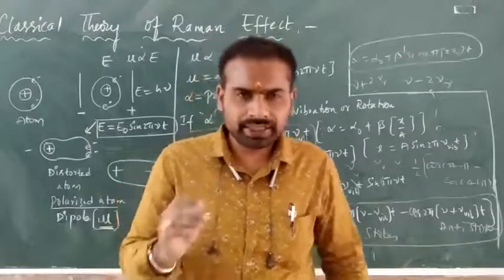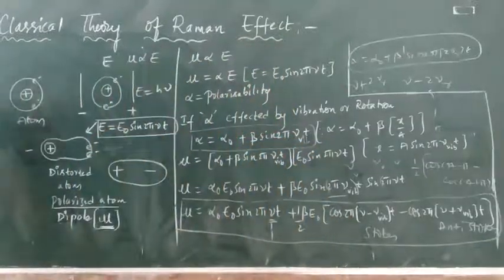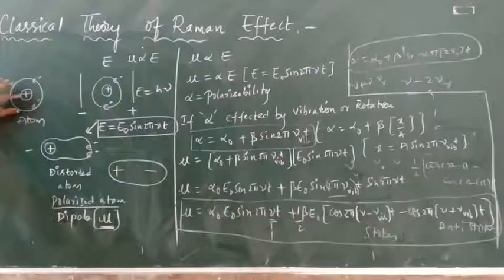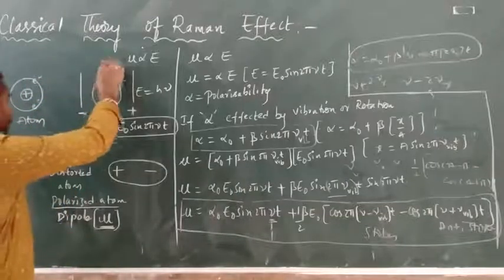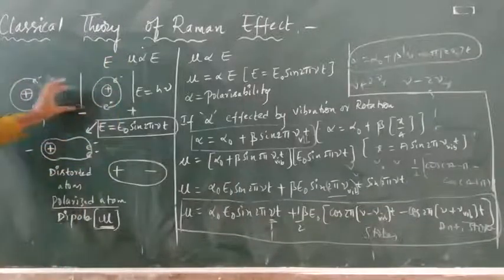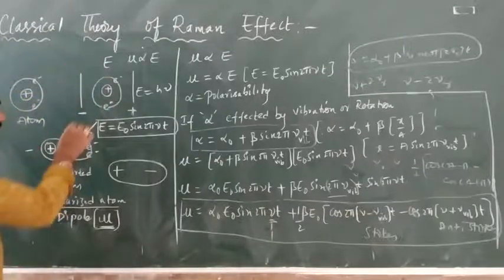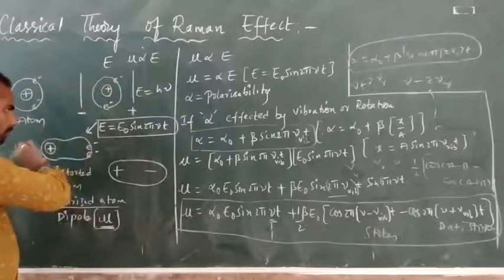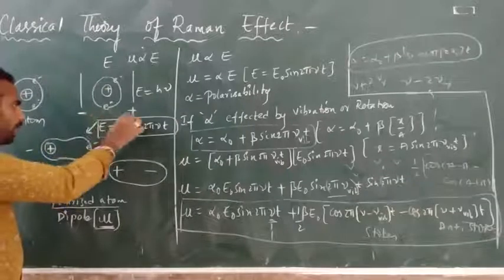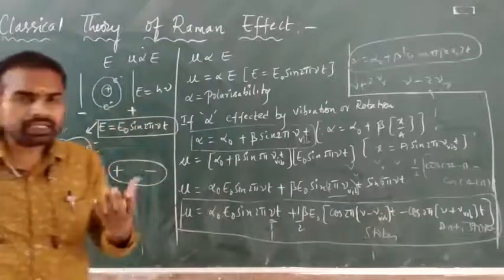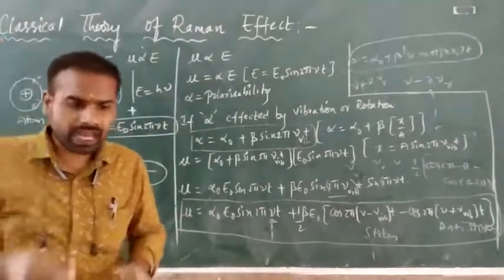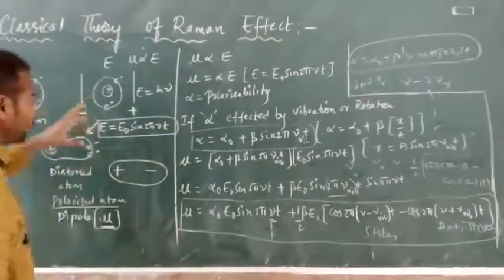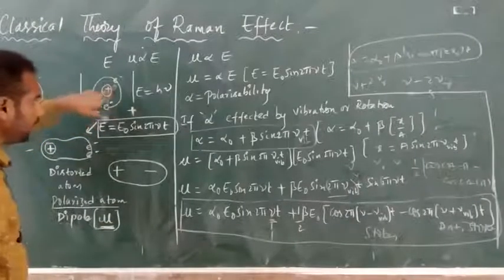something. Here, if you take an atom, an atom consists of nucleus and electrons around it. When this atom is placed in an electric field of strength E, the electric field having the negative terminal and positive terminal, in that we are keeping an atom. Now this atom consists of positively charged nucleus and electrons.